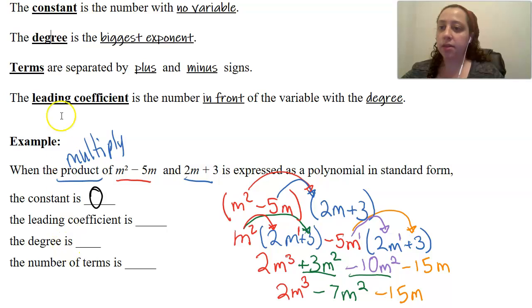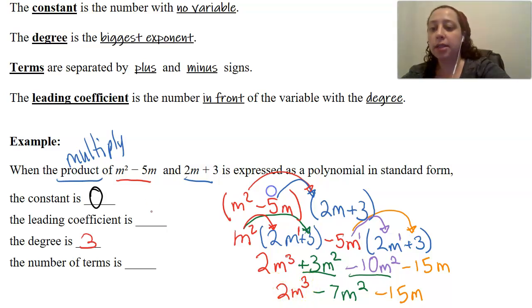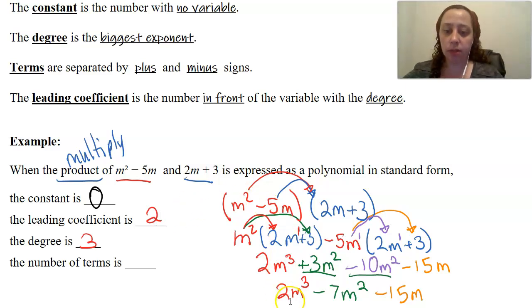The degree is the biggest exponent. So what's our biggest exponent here? 3. What number is in front of the degree? 2. That's our leading coefficient. And let's count our number of terms. 1, 2, 3. They're separated by these two minus signs.